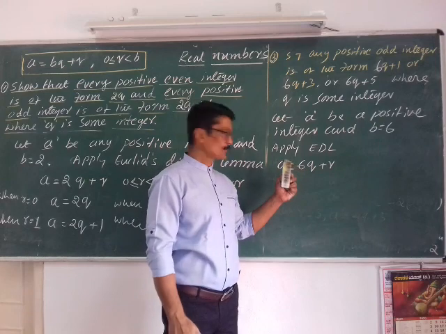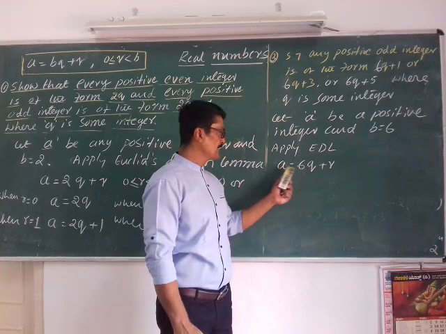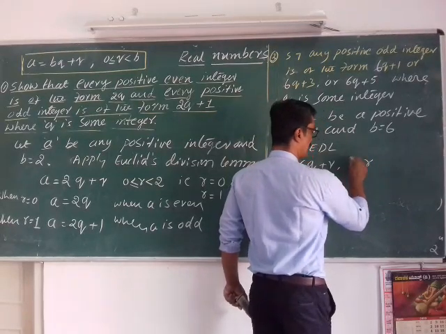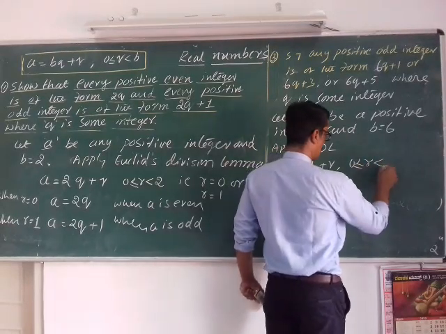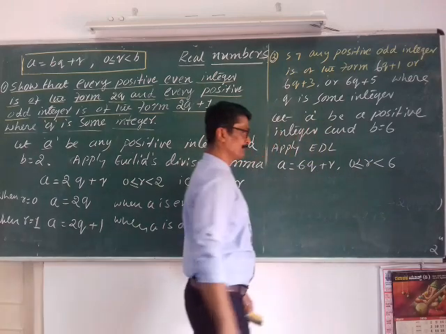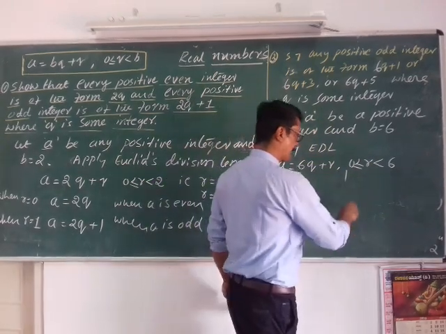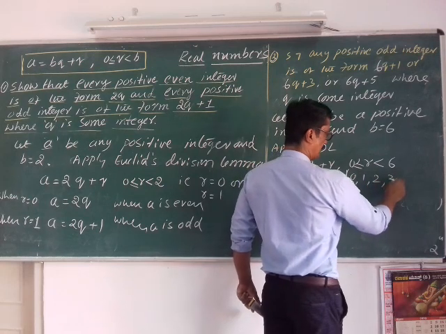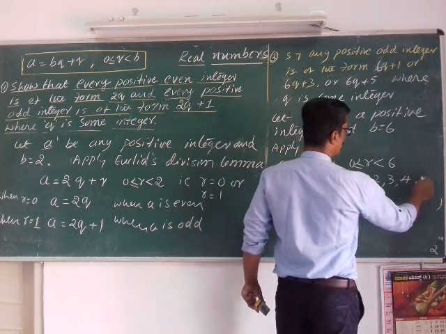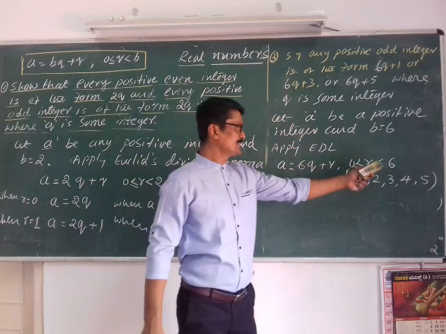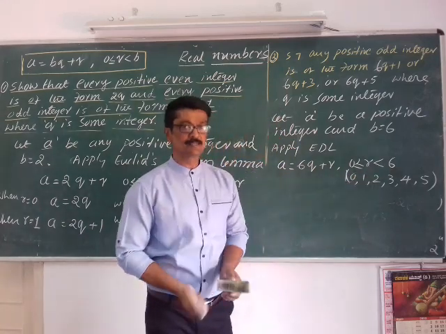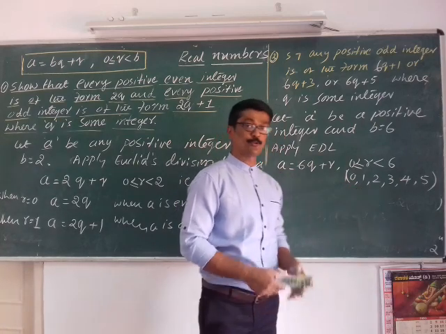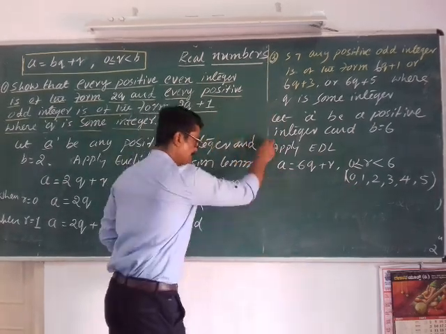That is the quantity which is known to us. a is equal to 6q plus r, where r is greater than or equal to 0 and less than 6. That means the remainders you can expect are 0 or 1 or 2 or 3 or 4 or 5. If the divisor is 5, the remainders will be either 0 or 1 or 2 or 3 or 4.